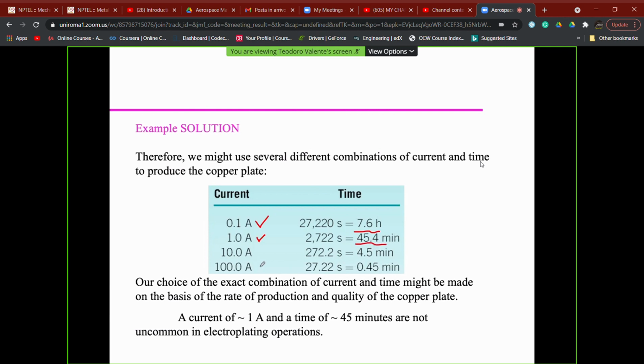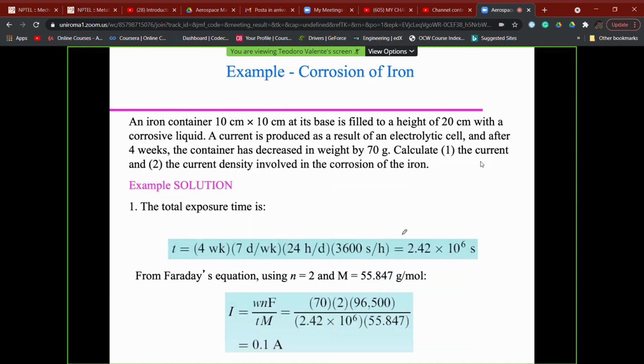And obviously, the higher the current which is used, that is the quantity of electrons which is available for copper reduction, the lower is the time requested. And look at what I have written here: a current of around 1 ampere with processing time, that is deposition time, of around 45 minutes are not uncommon in electroplating operations in this case. And this is the theoretical result that we get with this very simple approach.